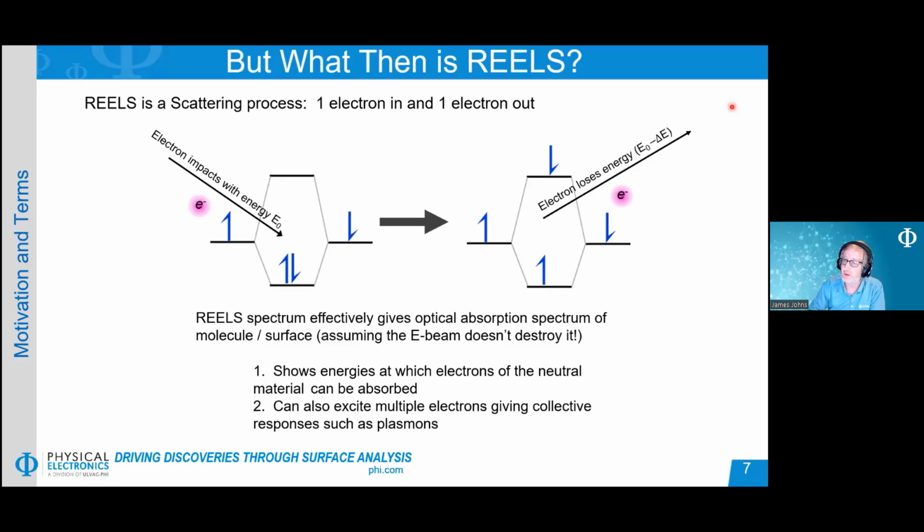And that energy loss is telling us about the energy difference, the energy required to create this first electronically excited state of the system. And you'll notice that this is the exact same final state that we got when we talked about optical absorption. And so reals is actually giving us a similar spectrum to the optical absorption spectrum.